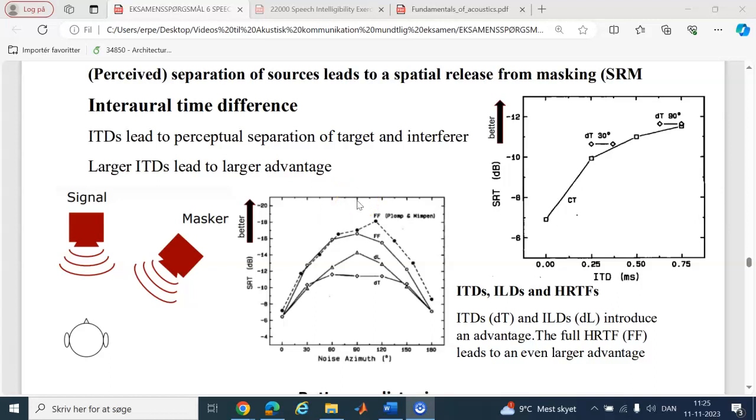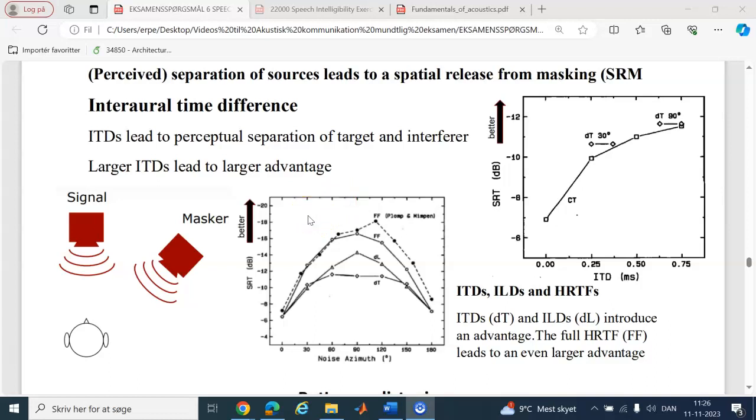So some curves here. ITD or ILD introduce an advantage. The full head related transfer function, HRTF, leads to an even larger advantage. So it's going better with the HRTF.